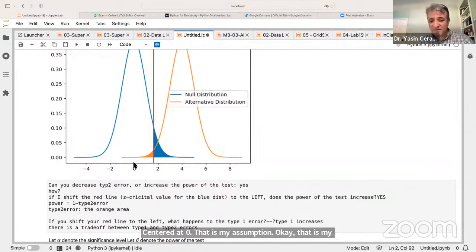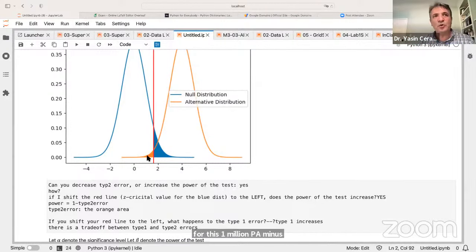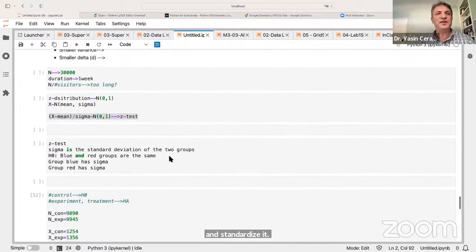If I had repeated this experiment 1 million times and then gotten the ratios P0 and PA, taken the difference, and plotted a histogram for this 1 million P0 minus PA, it would look like a normal distribution which is centered at 0. Now, I will take this normal distribution and standardize it. It's a very simple transformation. And that's what I'm doing here.